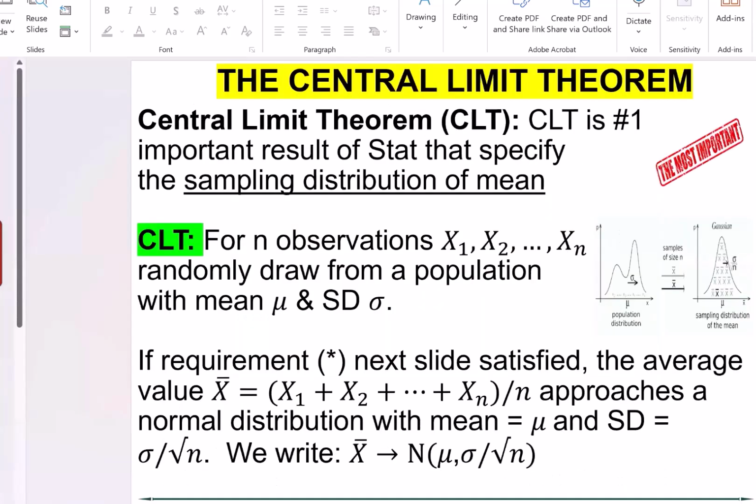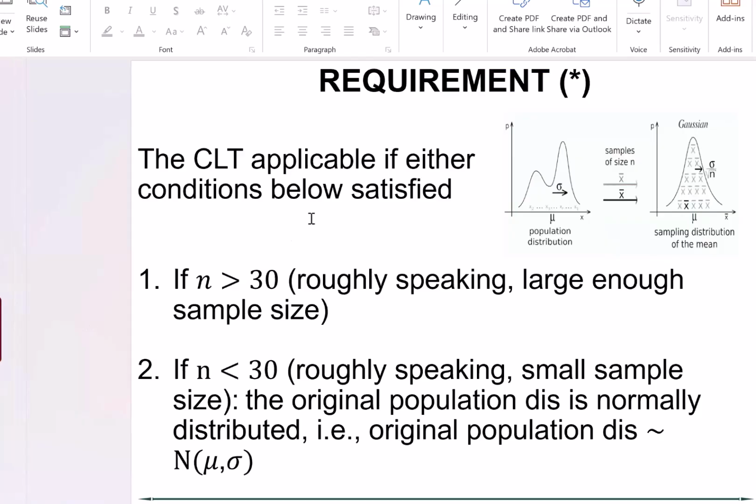So how can we apply the central limit theorem? It requires some conditions to be satisfied, which is the condition star in this slide. So what is condition star here?